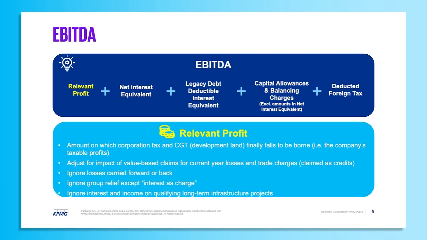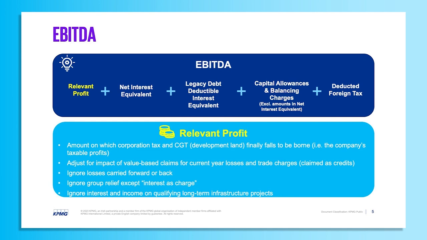Having looked at what your interest equivalent expense and income is, it's now time to work out what your EBITDA is, and this is measured under your tax principles. Therefore, what you're starting with, the relevant profit on this slide, is actually a computation of your taxable profit using all the normal corporation tax rules. To this, you add back your net interest equivalent, which we've just talked about, and also any legacy debt that you excluded from that net interest equivalent.